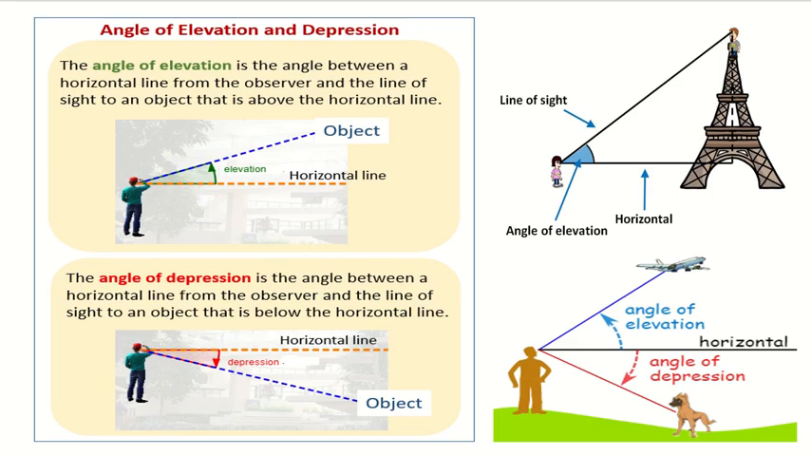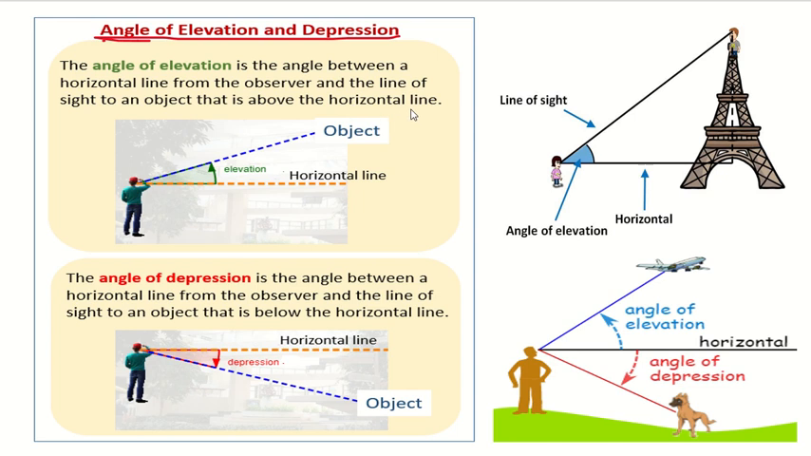Okay, so first let us see two terms you have to be aware of while doing the applications of trigonometry. What are the two terms? Angle of elevation and angle of depression. What is that? Angle of elevation and angle of depression. So what is meant by angle of elevation and what is meant by angle of depression? Let us try to understand this first of all. The angle of elevation is the angle between the horizontal line from the observer and the line of sight to an object that is above the horizontal.